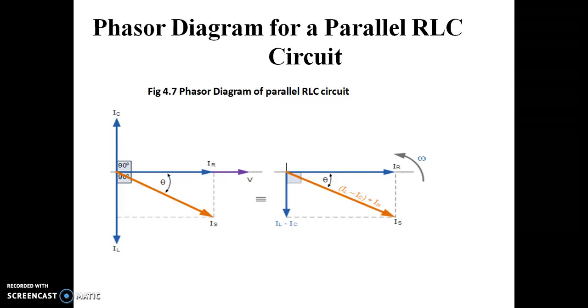In this figure we can see voltage V is plotted on the x-axis. The current IC will be leading the voltage by 90 degrees. The current through the inductive reactance will be flowing with 90 degrees lagging with respect to the voltage. So the net current will be equal to IL minus IC plus IR, which lags by angle theta with respect to the voltage.